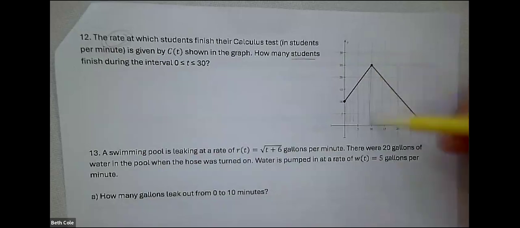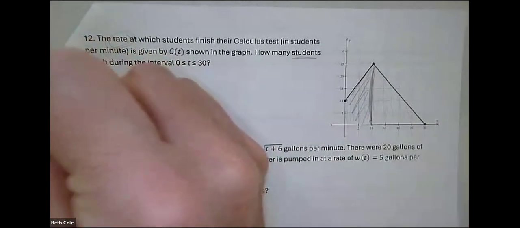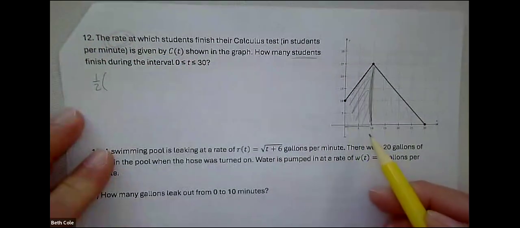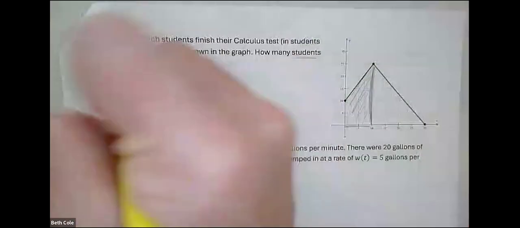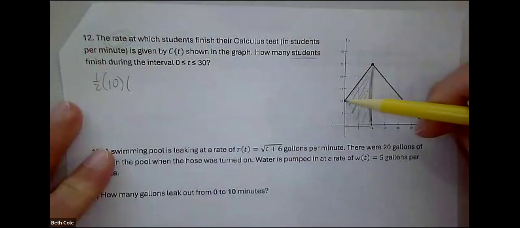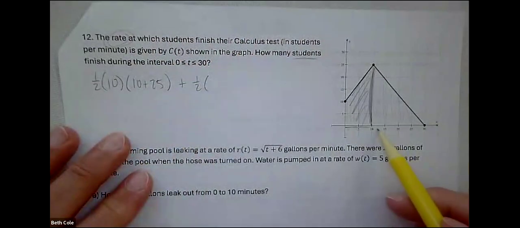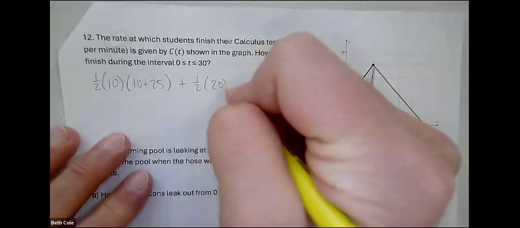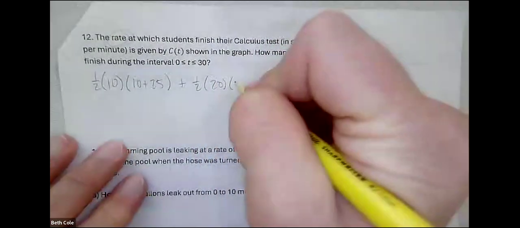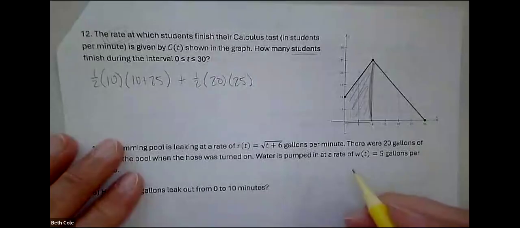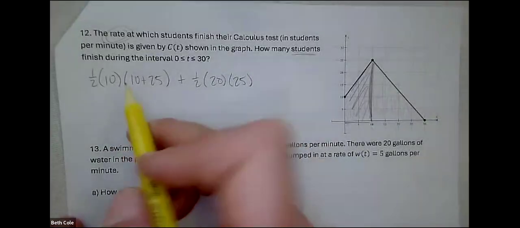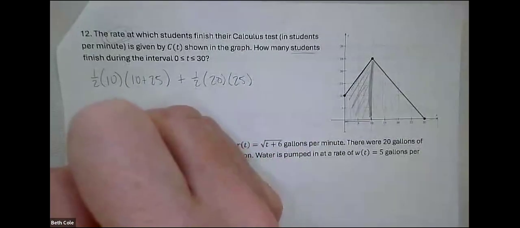Again, a bunch of ways you can break this up. I'm going to do this trapezoid and then this triangle. So trapezoid, 1/2, the height is here. It's not 2, be careful. This is 10. And then we're going to add the bases together. So 10 plus 25. And then a triangle is 1/2 base times height. So that's 20. And then the height is 25. You're going to have to sort through that because it's a multiple choice question. So 1/2 of 10 is 5.